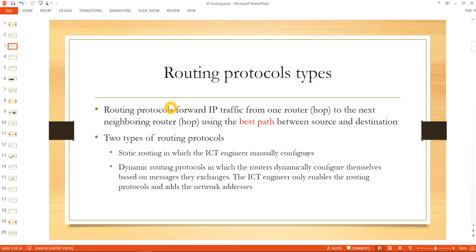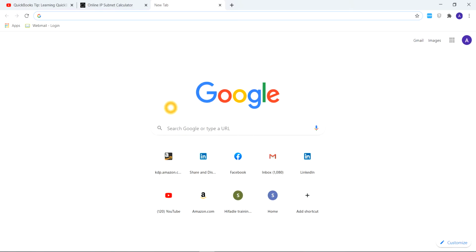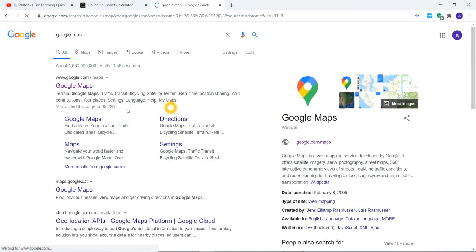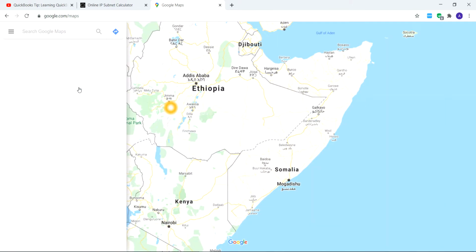To understand the best path more, let me show you a practical example using Google Map. Normally when you are driving a car, you use a GPS and a map to tell you the direction you are going. So if I go to Google Map, I want to show you a clear conceptual example of what I mean. Best path routing protocols determine the best path towards a destination network.